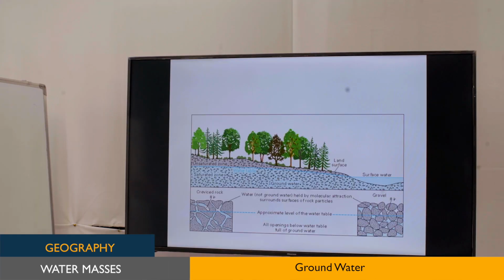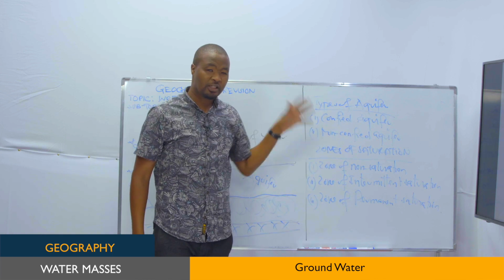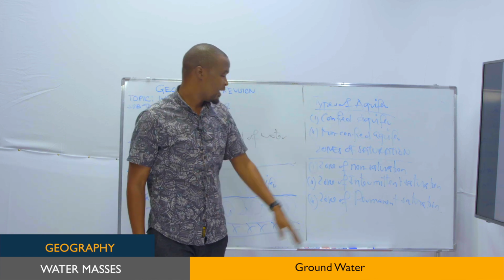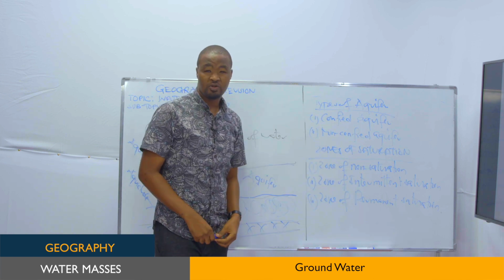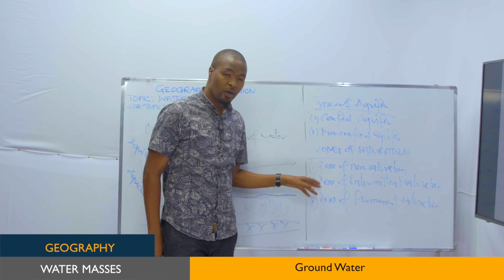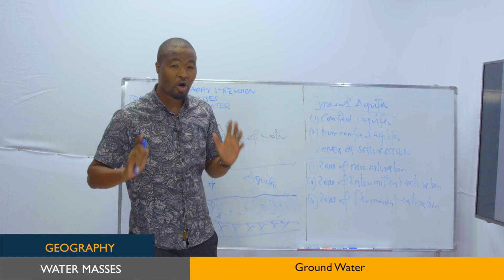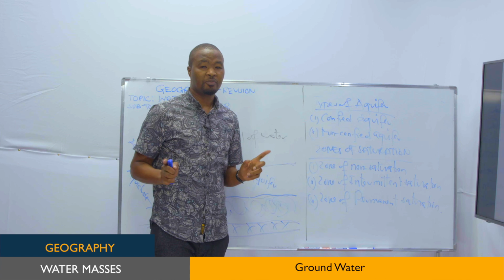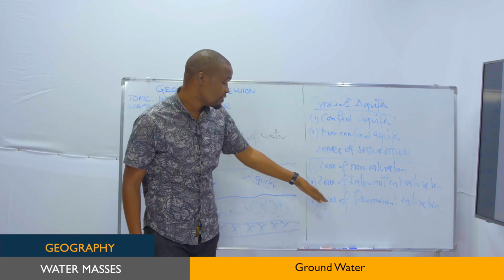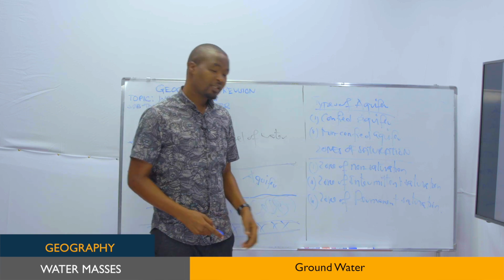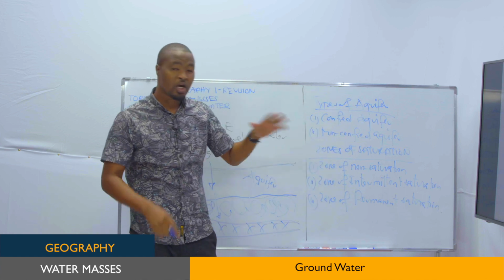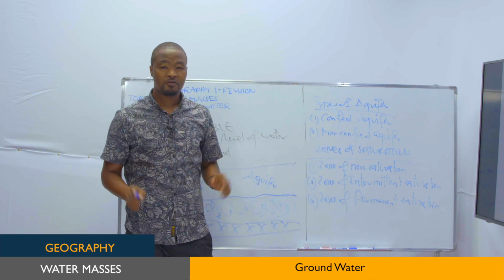Then we go to the zone of intermittent saturation. It is the zone which gets wet during the wet or rainy season, and it becomes dry during the dry season. So in this zone we will get underground water only in the wet season. In the dry season we will not be able to get underground water. Then we have the zone of permanent saturation, which refers to the zone where it stays saturated in all periods or seasons of the year.